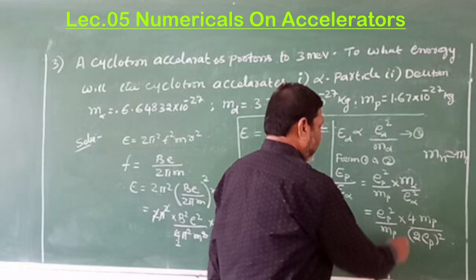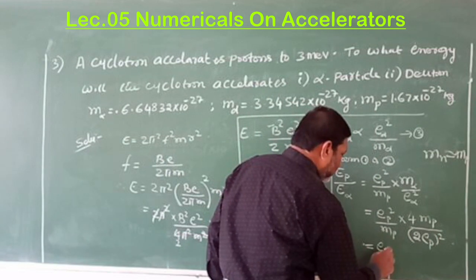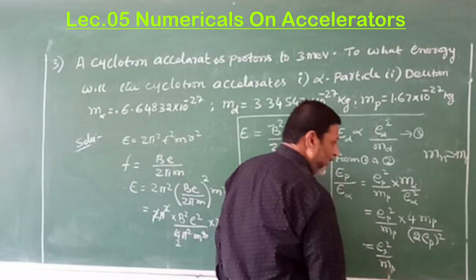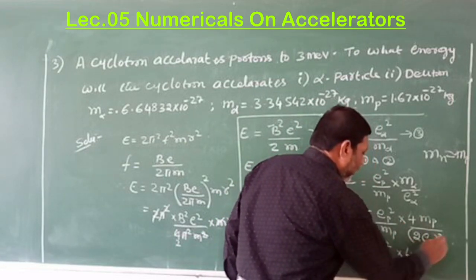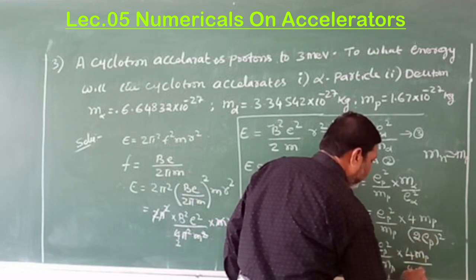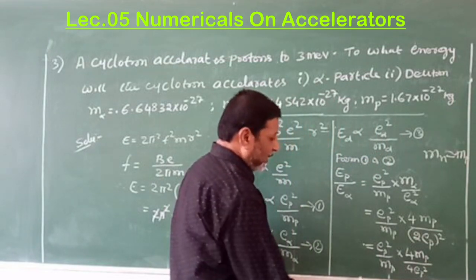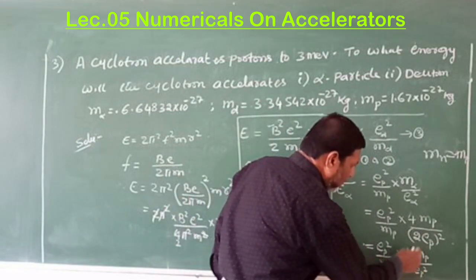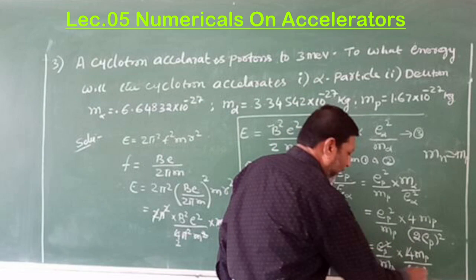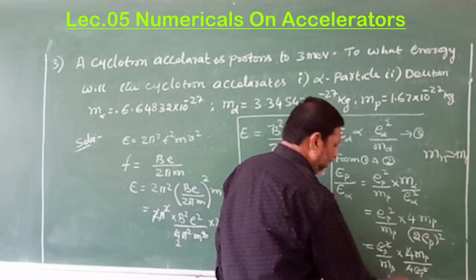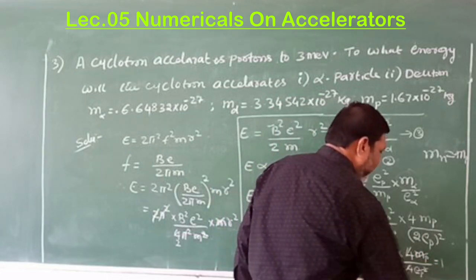Now, this is equal to EP square divided by MP into 4 MP, divided by, when you square this one, 4 times EP square. Now, this 4 and this 4 will get cancelled, then this and this will get cancelled, and this and this will get cancelled. That means totally, how much do you get here? It is 1.